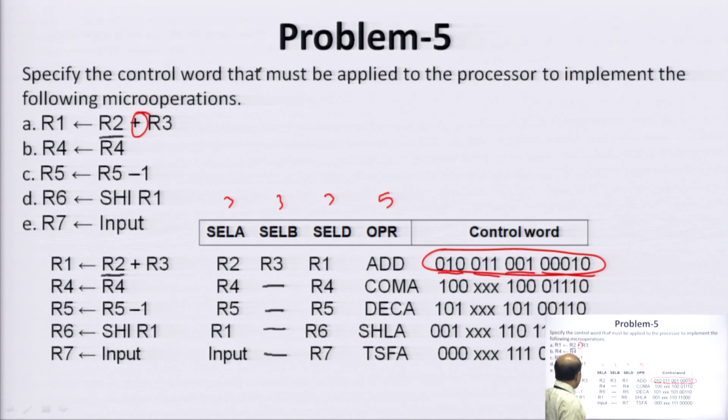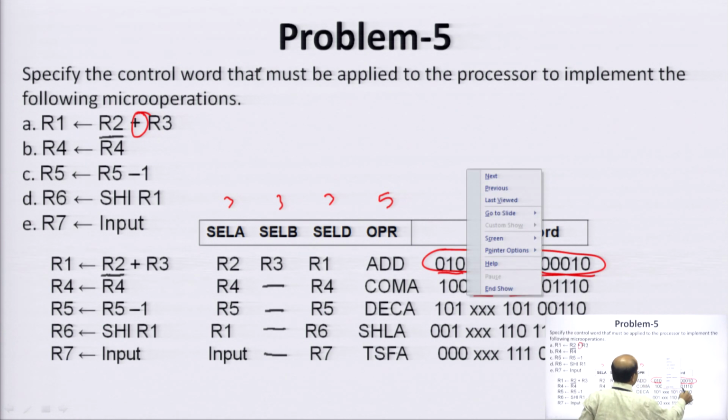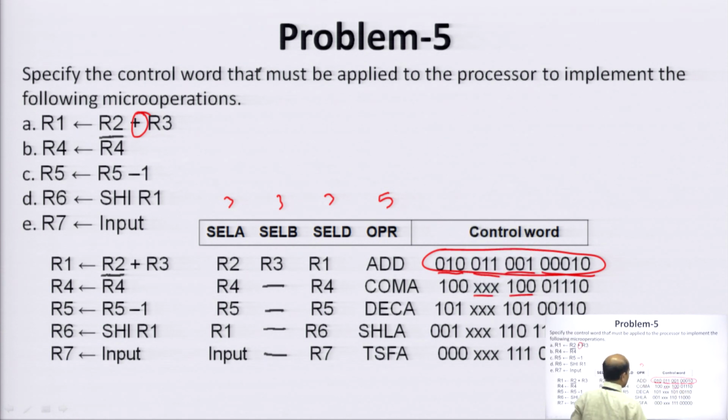In the second operation, we have to complement the value of R4. There is no second operand, only the first operand is given. So, we write selection A as 100, there is nothing in the second operand, and this value is transferred to R4 itself. The same value will be given to the destination selection, and the operation code for complementing is 0110. Likewise, we can perform all the operations.